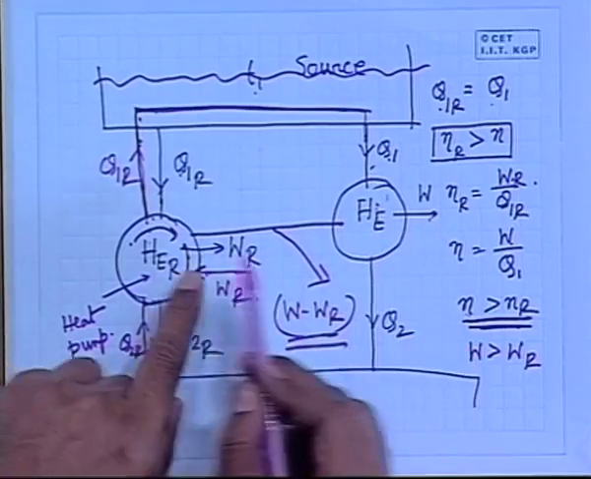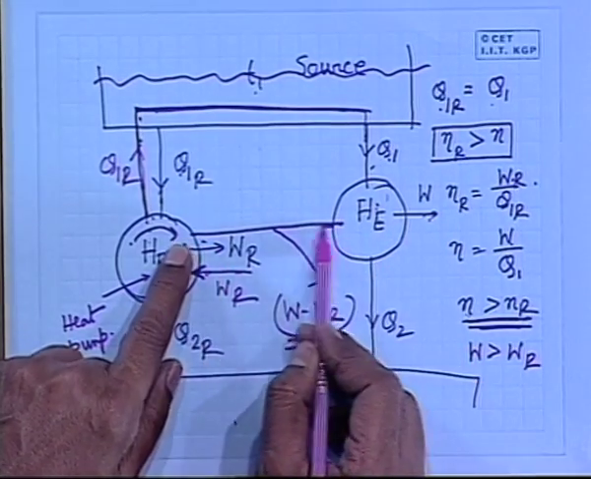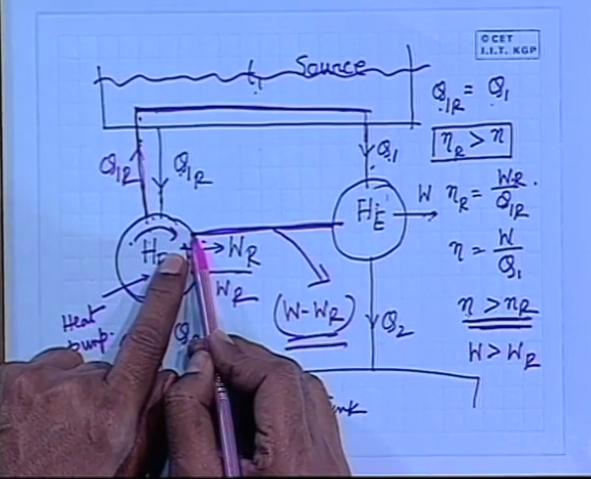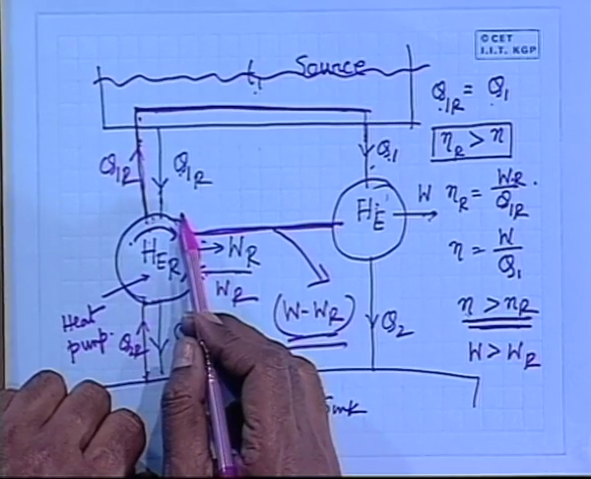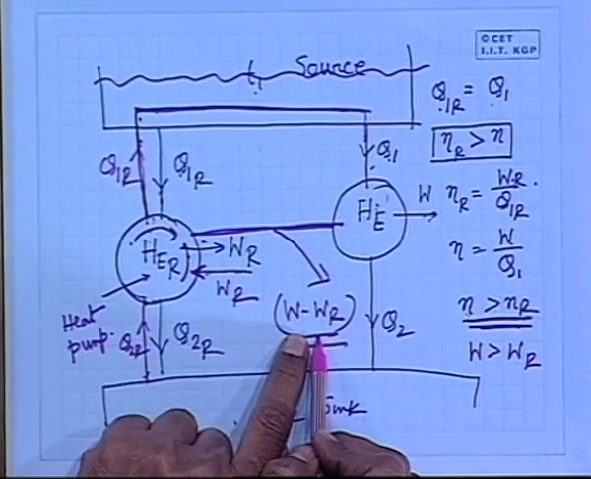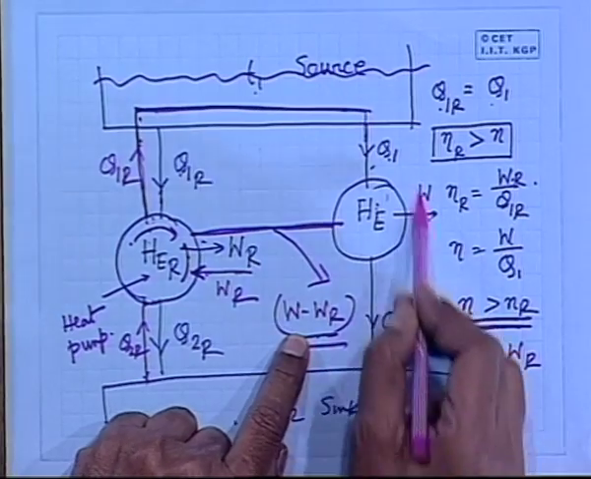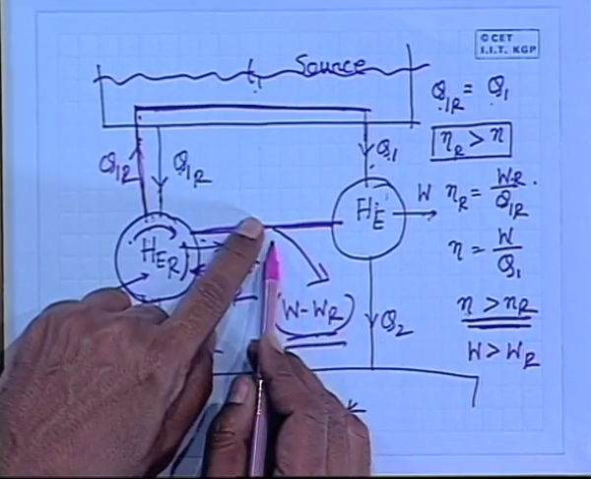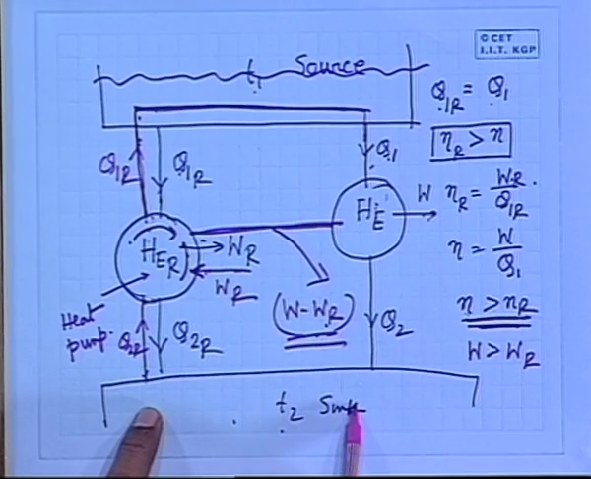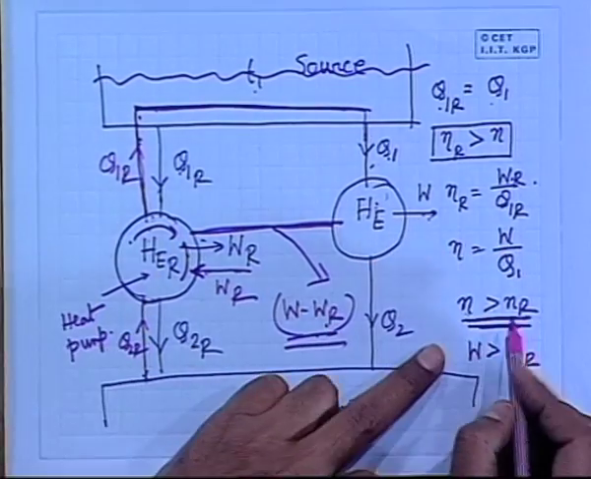When W is more than W r, a part of W can be given to drive this heat pump. Still we are getting some work, W minus W r. That means the equivalent system is a system which delivers continuous work by operating with a single fixed temperature, which is a violation of the Kelvin-Planck statement. So it is not correct, that means this assumption is wrong.